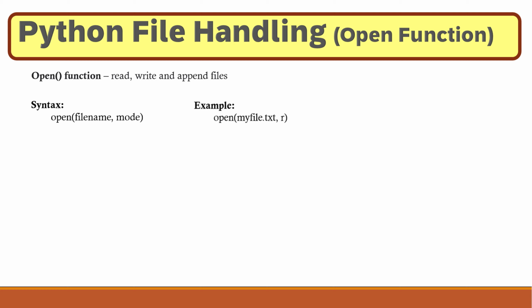We will have a look at this shortly. Actually, I have an example here. So open and then myfile, which is the file name. So the example, open myfile.txt, and then the mode in this case is R. R is for read only, but actually this is the default anyway, so I don't need to specify R, but I have done here.